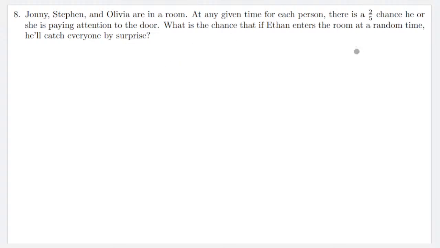So if the probability that they are paying attention is 2/5, then the probability they aren't paying attention must be 1 minus 2/5 or 3/5. And so in order for all of them to not be paying attention, the probability is 3/5 times 3/5 times 3/5. And so this is just 27 over 125.